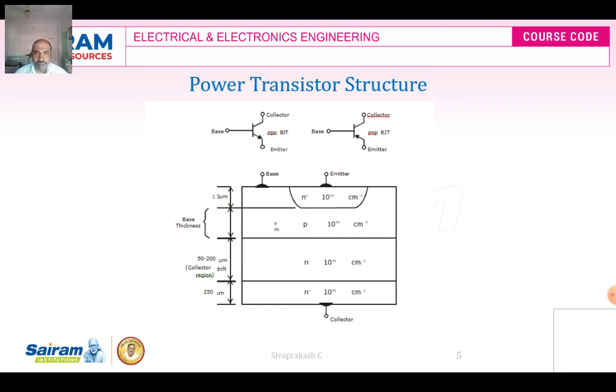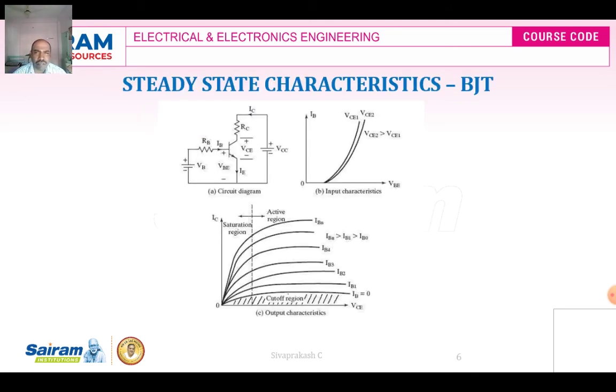So you are observing in the power transistor characteristics the difference between the characteristics of an ordinary signal transistor and the power transistor. I will tell you. Look here, next is the steady state characteristics of the BJT. This is the steady state characteristics of the ordinary BJT. It can operate in three regions of operation: cutoff region, active region, and saturation region.